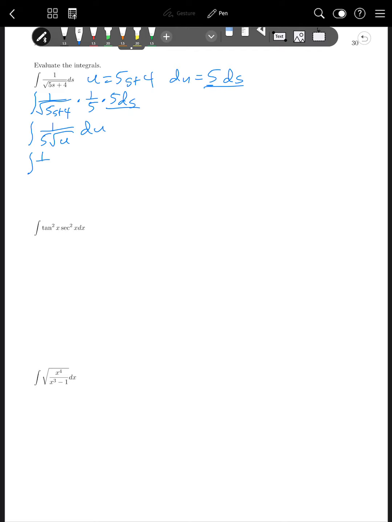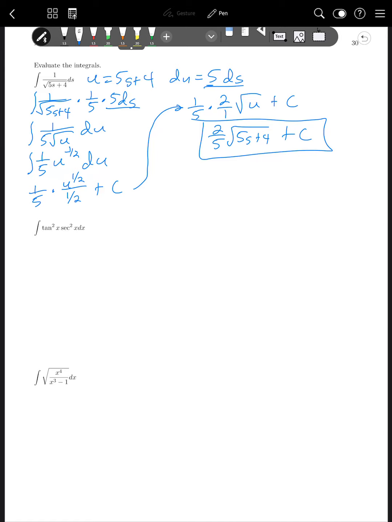antiderivative. So 1 over the square root of u is u to the negative 1/2 du. And so now we can do the antiderivative, just add 1 to the exponent. So this is 1/5 times u to the 1/2 over 1/2 plus c. And now we can do some simplification. So this is 1/5 times 2 over 1 times the square root of u plus c. So that's 2/5 times the square root of 5s plus 4 plus c is our indefinite integral. Okay, so that's the idea there.